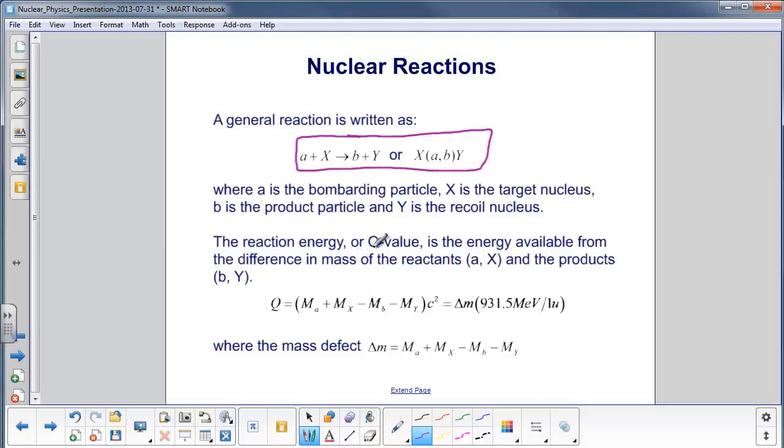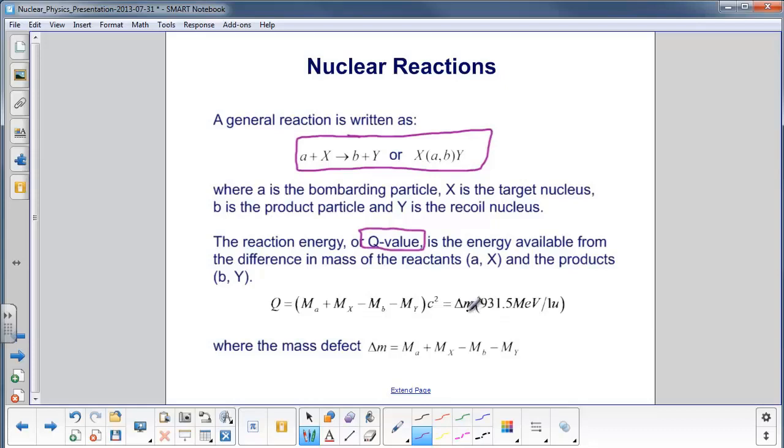Let's define a reaction energy, or Q value. Okay, Q value is the energy available from the difference in mass of the reactants and the products. For example, the mass here can either be less than the total mass here or greater than. And depending on whether it's less than or greater will tell you whether it's releasing energy or it's taking energy in. So we define the Q value as the mass of A plus the mass of X, so those are the two particles on the left side, minus the mass of B and the mass of Y, which are the two particles on the right side. We multiply it by c squared, so it's an energy.